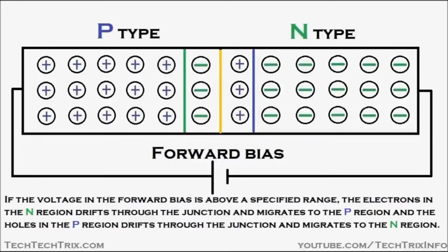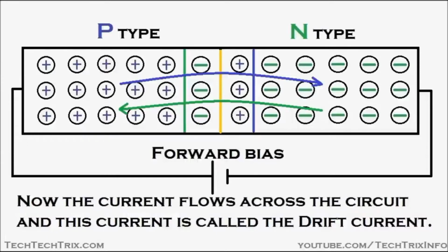If the voltage in the forward bias is above a specified range, these electrons in the N region drift through the junction and migrate to the P region, and the holes in the P region drift through the junction and migrate towards the N region, like this. You can see the electrons are drifting through the junction towards the P region, and the holes are drifting through the junction towards the N region. Now the current starts to flow across the circuit, and this current is called the drift current.